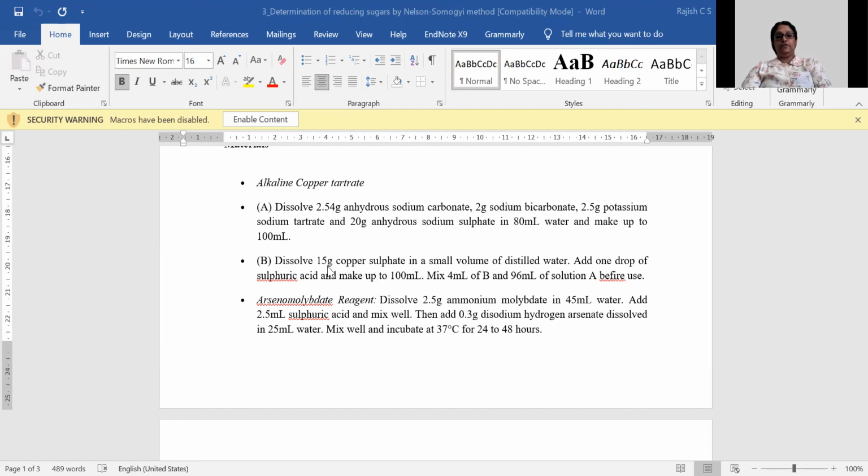So that will be your solution A, and then solution B will be your copper sulfate, so 15 grams of copper sulfate, and then it will be made acidic using concentrated sulfuric acid. And then it will be made up to 100 ml. And then with this, mix 4 ml of B and 96 ml of solution A before use. This needs to be a freshly prepared solution.